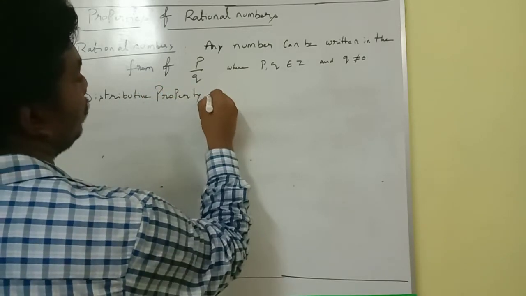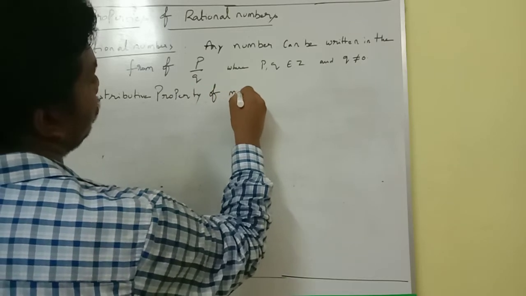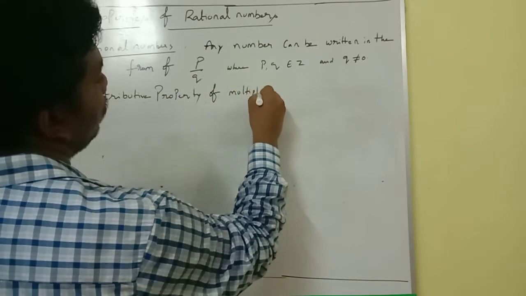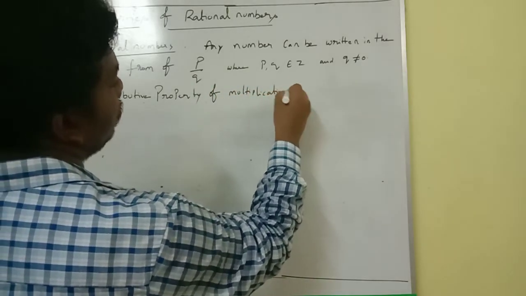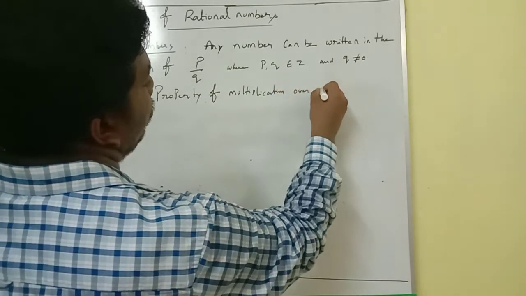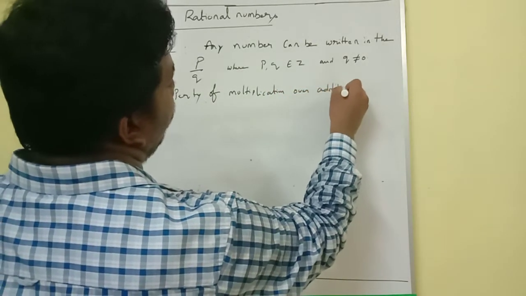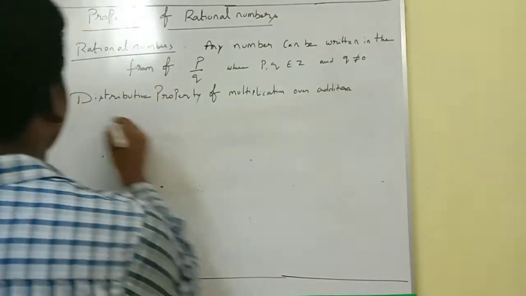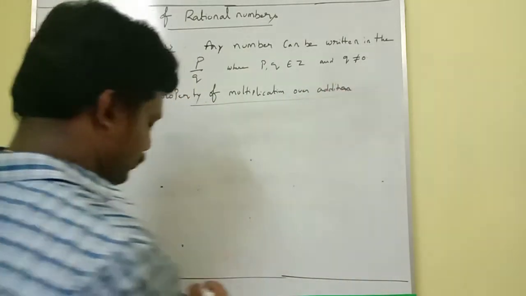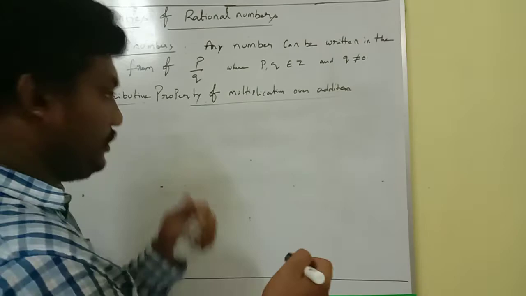Distributive property of multiplication over addition. So let me check. Distributive property of multiplication over addition. Let me check. Here it is.